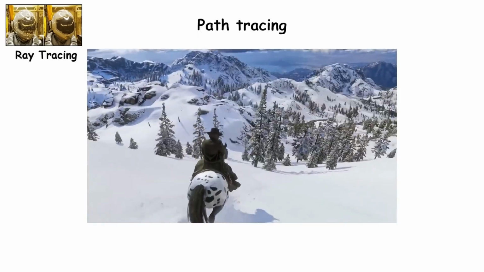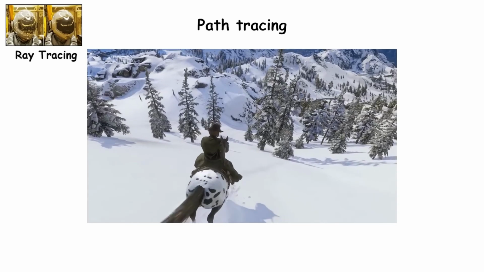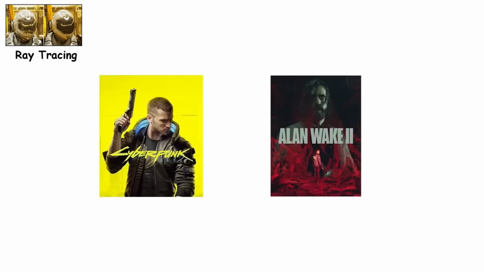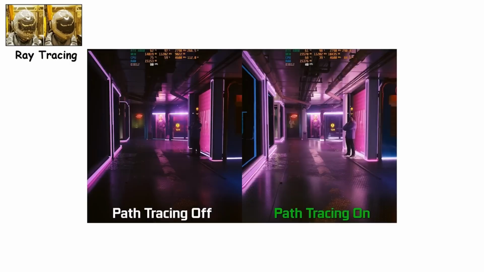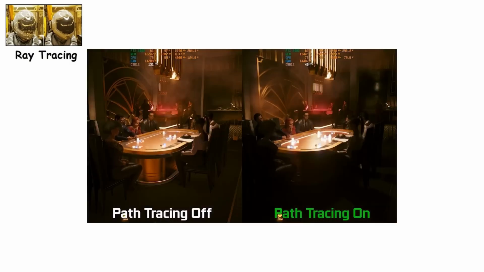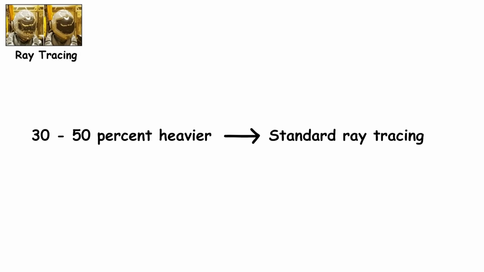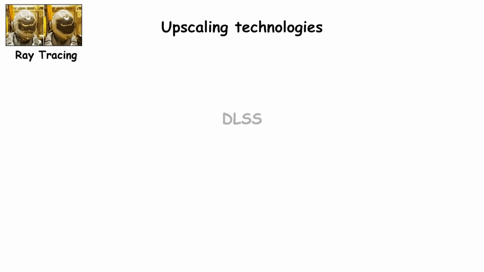Then there's path tracing, which simulates many bounces of light across the entire scene. Games like Cyberpunk 2077 and Alan Wake 2 offer full path tracing modes. Colored neon signs bleed onto wet pavement. Dark interiors glow with indirect light that feels physically real. But it's 30 to 50% heavier than standard ray tracing, so upscaling technologies like DLSS or FSR become almost mandatory.